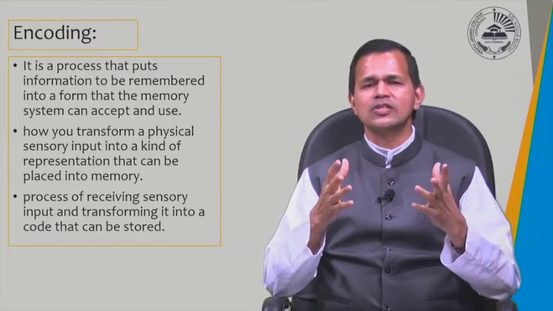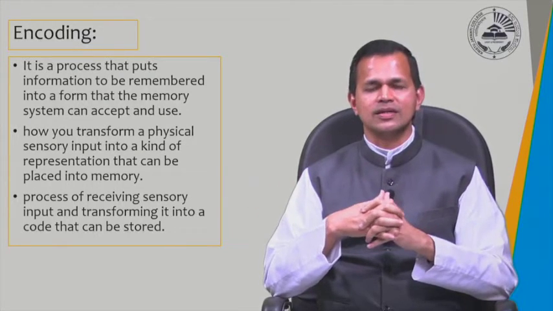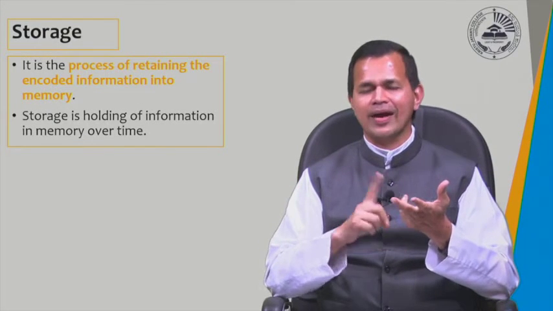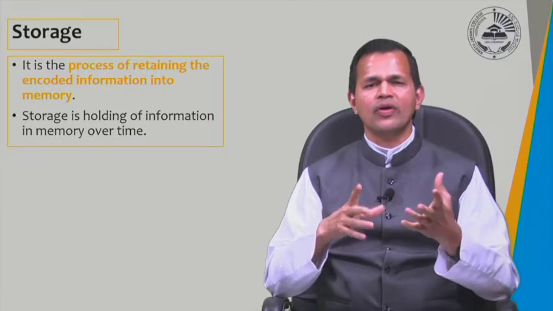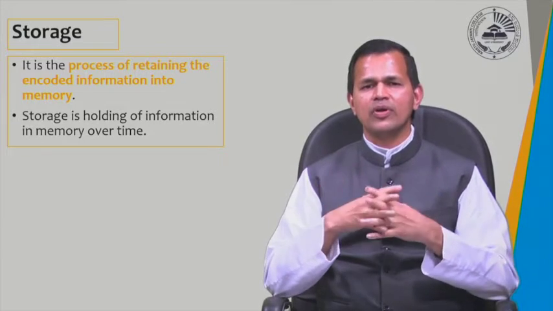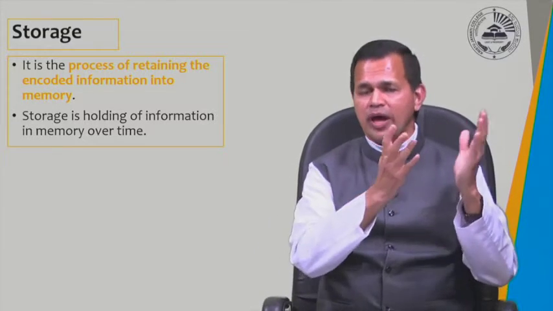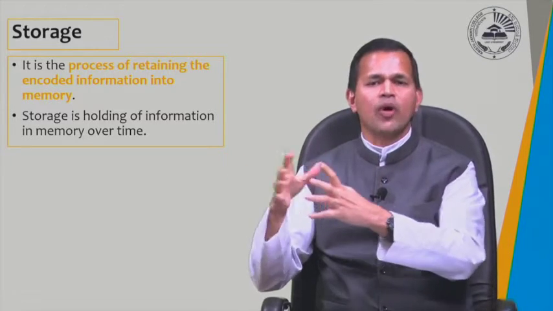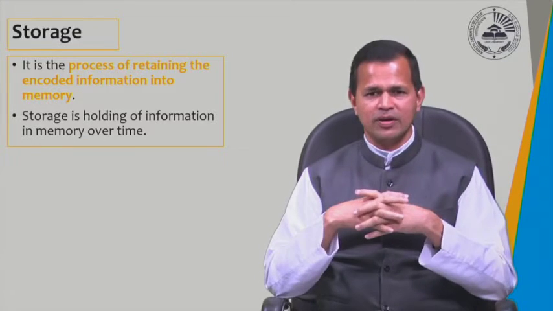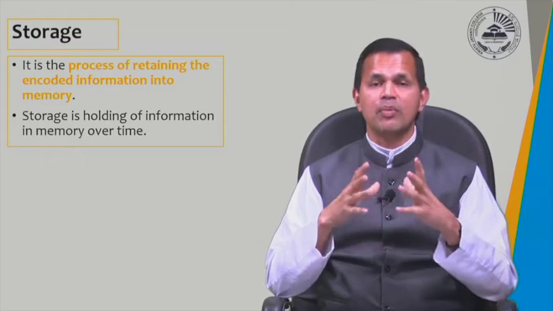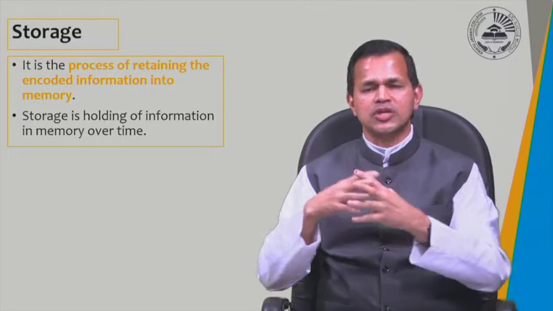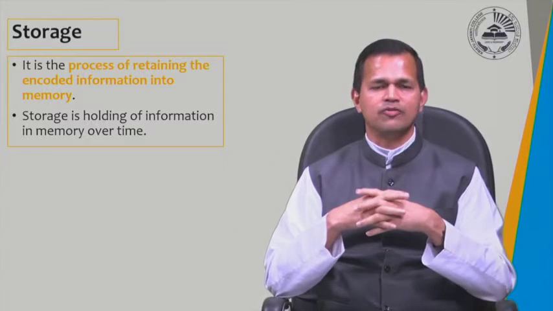The second process is called storage. In the computer again, there is something called the ROM and the RAM. So storage is very essential to whatever has been encoded. The storage of memory is the process of retaining whatever you have encoded, which is to be placed somewhere. So this is a process of retaining the encoded information in the memory. It is called storage. A very, very simple thing. It is holding the information in the memory over time. We will understand the types of this storage in a few minutes.